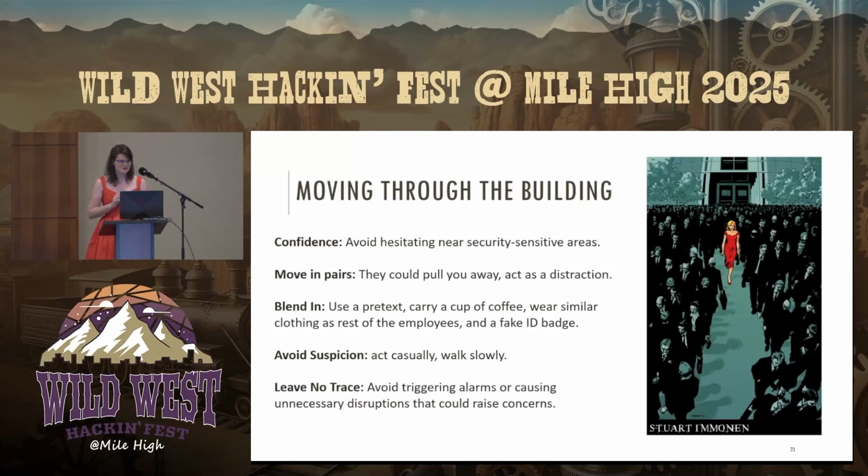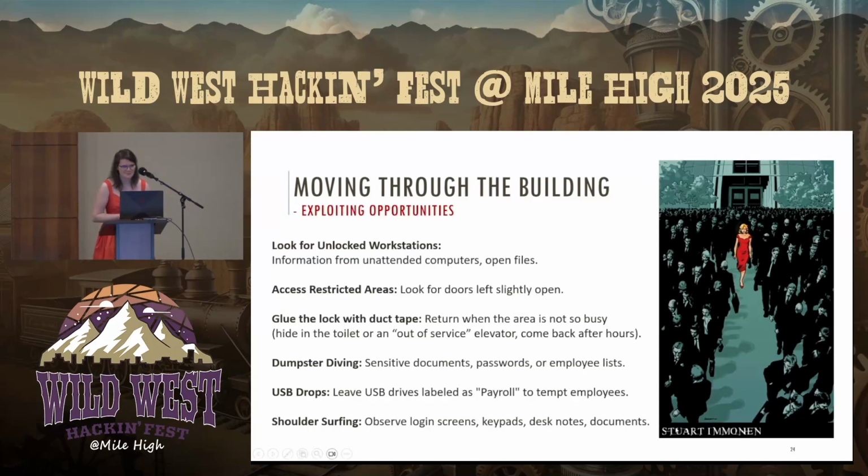And I didn't mention that, but when you're picking a pretext and you want to pose as a person with authority, please don't dress as a policeman, because that's a very bad idea and could end very badly for you. So just wanted to lay it out there. Exploiting opportunities when you are already in the building. Look for unlocked workstations, unattended computers, open files, access to restricted areas. Maybe you can look for doors slightly open, or maybe someone is holding the door for you and wants to be nice.